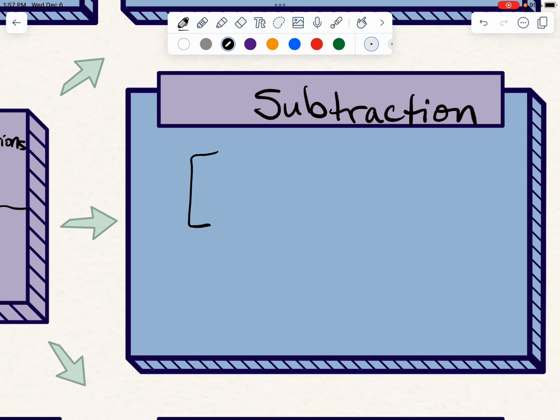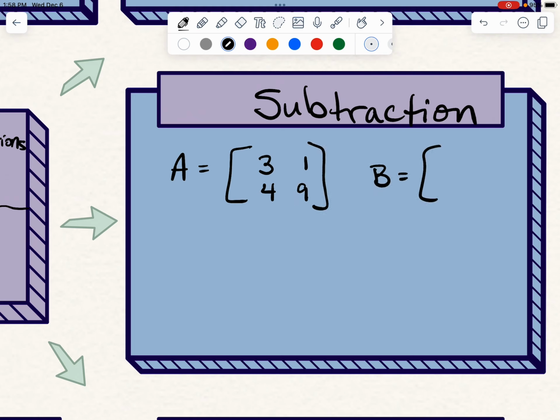All right, let's look at this. Let's say that matrix A is equal to 3, 4, 1, and 9, and matrix B is equal to 7, 2, 6, and 5. Let's make the 5 a negative 5 for that last matrix. And we want to calculate A minus B. So what is matrix B subtracted from matrix A?